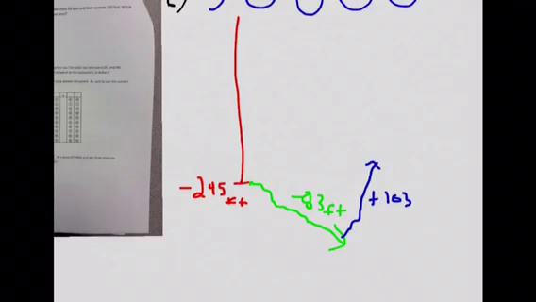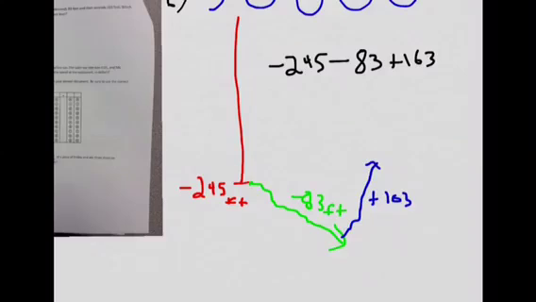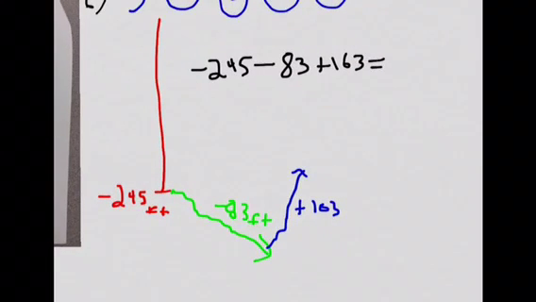So the expression first is going to be negative 245. That's where we're going to start. Minus 83. And then plus 103 is equal to, that's what we're trying to find.